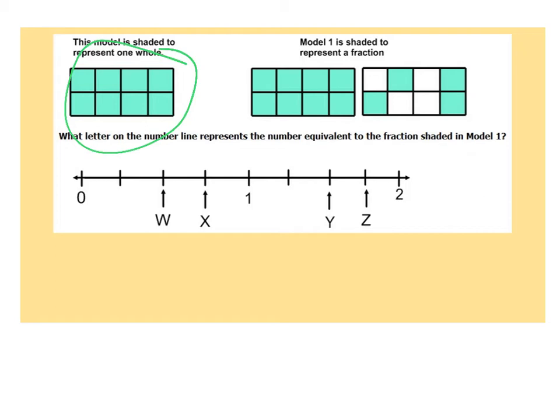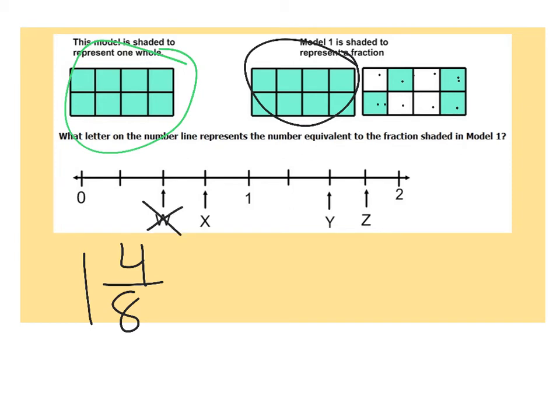Alright, so hopefully by this point you have identified what it is. So I see I have one whole here, so that would be one whole. And I've got 1, 2, 3, 4, 5, 6, 7, 8. 8 pieces. 1, 2, 3, 4. 4 of them shaded in. So I know that W and X cannot be correct because they are less than one whole. So I've already done myself a favor and I've eliminated like half of my answers.